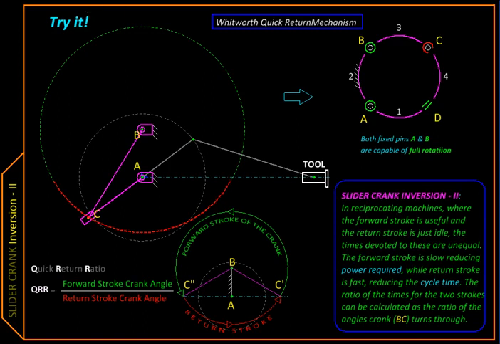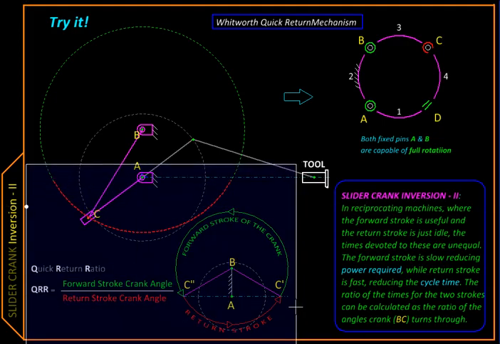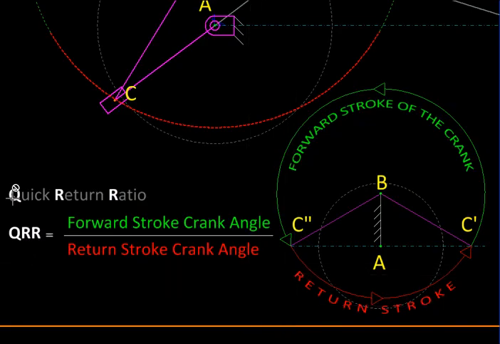This quick return characteristic of a mechanism can be quantified using a ratio called the quick return ratio. It is a ratio of angle turned by the crank during the forward stroke of the tool divided by the angle turned by the crank for the return stroke of the tool. And since the crank is usually connected to an electric motor, these angles directly translate into the time taken for forward and the return stroke.